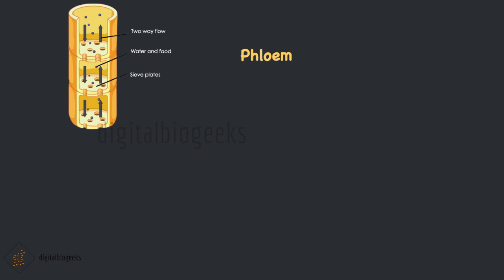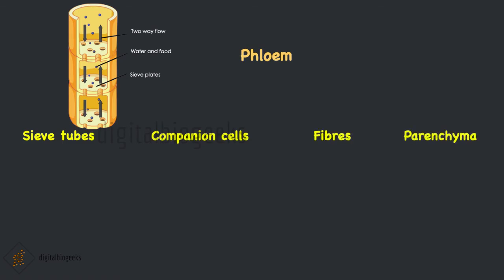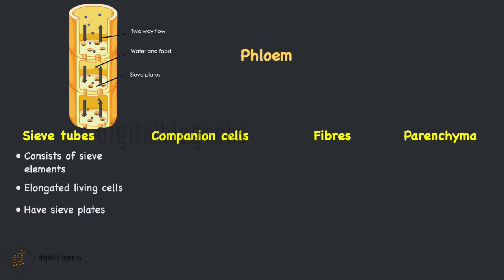Moving on to phloem. Phloem transports food from leaves to root and stem. Phloem consists of four cells: sieve tubes, companion cells, phloem fibers and phloem parenchyma. Sieve tubes consist of sieve elements. This is the sieve tube and this single one is called a sieve element. The cells are elongated and the cells are living cells. The end walls contain large pores called the sieve plates. These are the sieve plates.